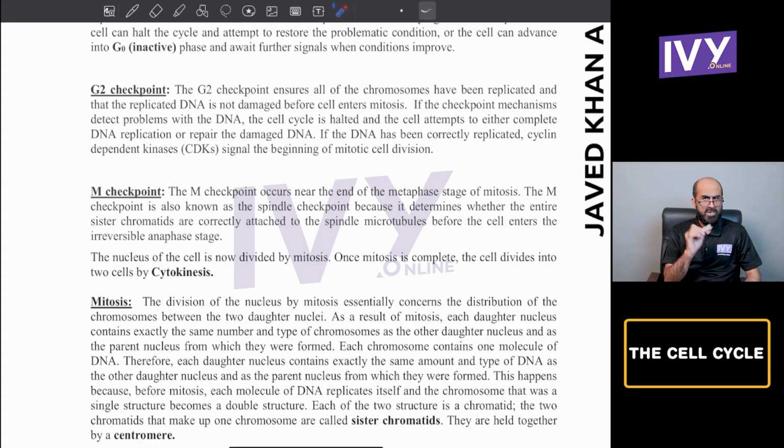So if you know what's going on in the prophase and metaphase, then you can identify the exact function of the M checkpoint. However, I'm just going to tell you briefly here that the M checkpoint is also known as the spindle checkpoint, because it determines whether the sister chromatids are correctly attached to the spindle microtubules before the cell enters.